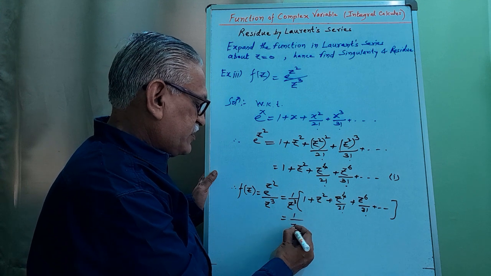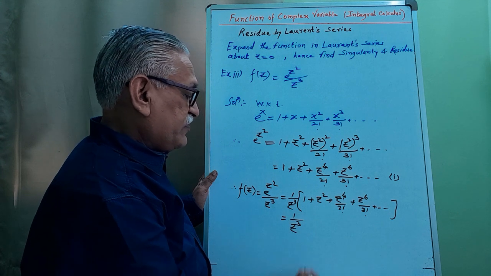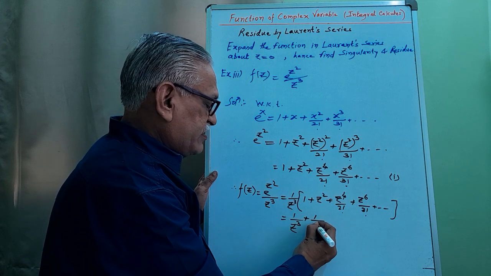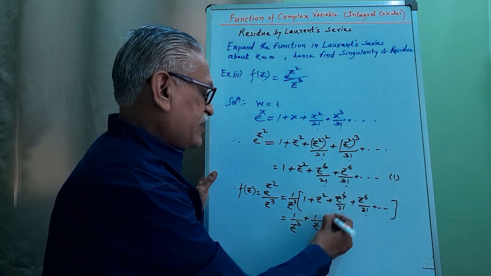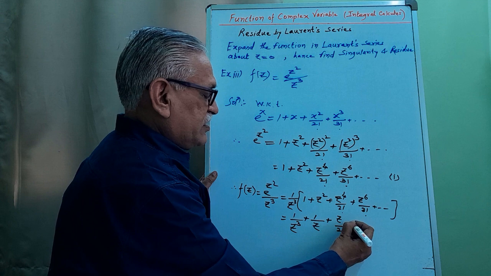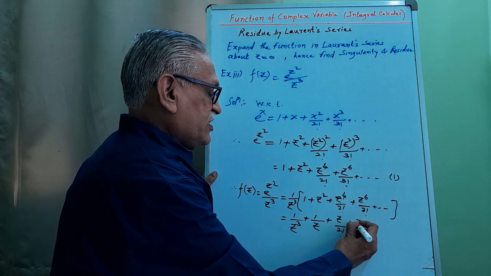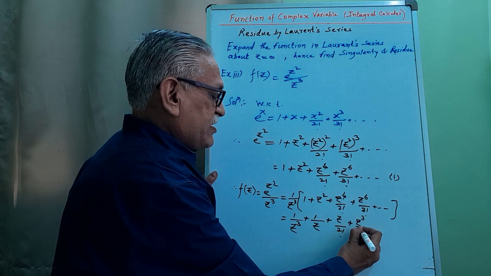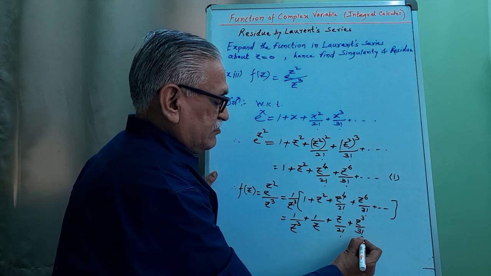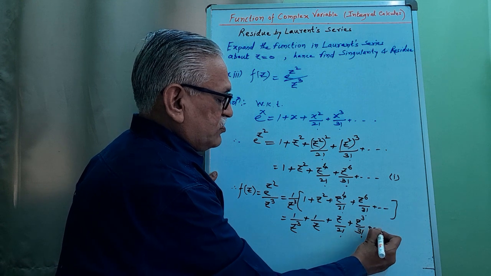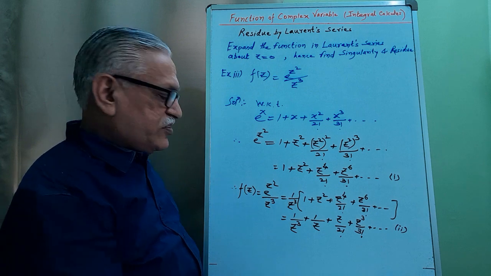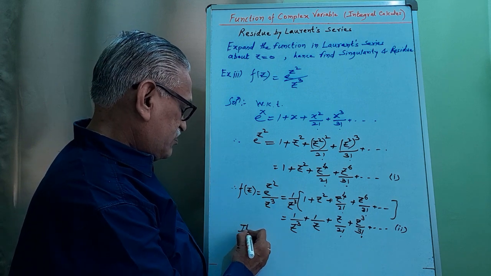Simplifying it, we get the first term as 1 by z cube, next z square by z cube, which is 1 by z, then next it is z upon 2 factorial, next one is z raised to 3 divided by 3 factorial and so on. We call this equation 2, and this is the required Laurent series.